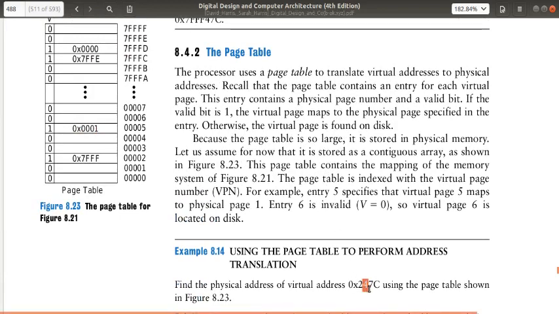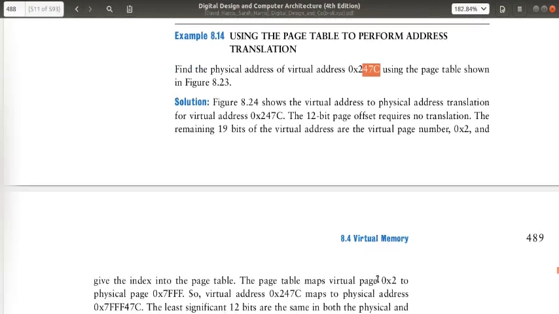The last 12 bits we don't take, that is the offset. So first we go to the page location 02, and corresponding there is some value, that is 0x7FFF. That is the physical page number. So once we have the physical page number, how do we find the complete physical address? We append the offset to the physical page number, so it will be 0x7FFF47C. So let's see how it is done.